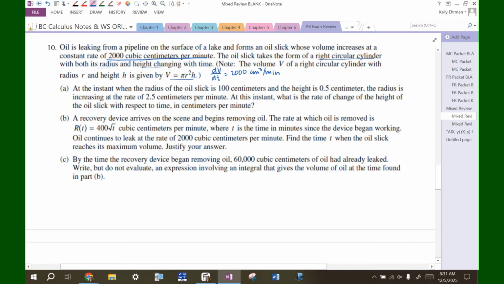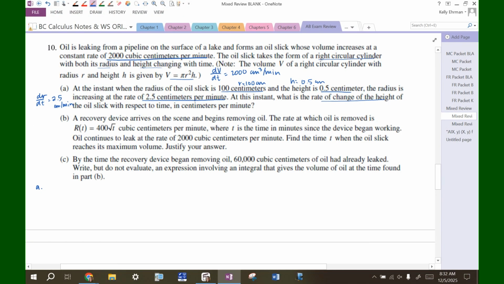Part A, at the instant when the radius of the oil slick is 100 centimeters and h is 0.5 centimeters, the radius is increasing at a rate of 2.5 centimeters per minute. dr dt at this time, I'm not going to write that down, is 2.5 centimeters per minute. At this instant, what is the rate of change of the height of the oil slick with respect to time in centimeters per minute? So for part A, I'm going to put this down here.